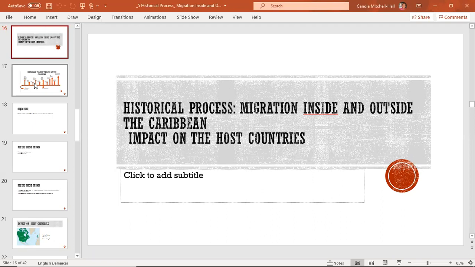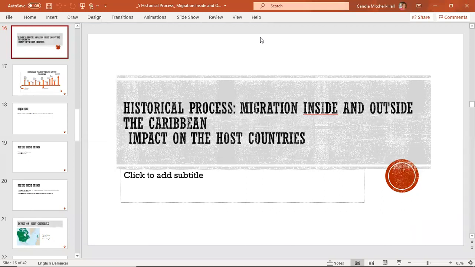So for today, we're going to continue to look at the migration inside and outside of the Caribbean. Last class, we looked at the different migration patterns, the different places in which people would have migrated within the Caribbean. What do we call that term? Intra-regional migration. Very good. Give me two examples of intra-regional migration.